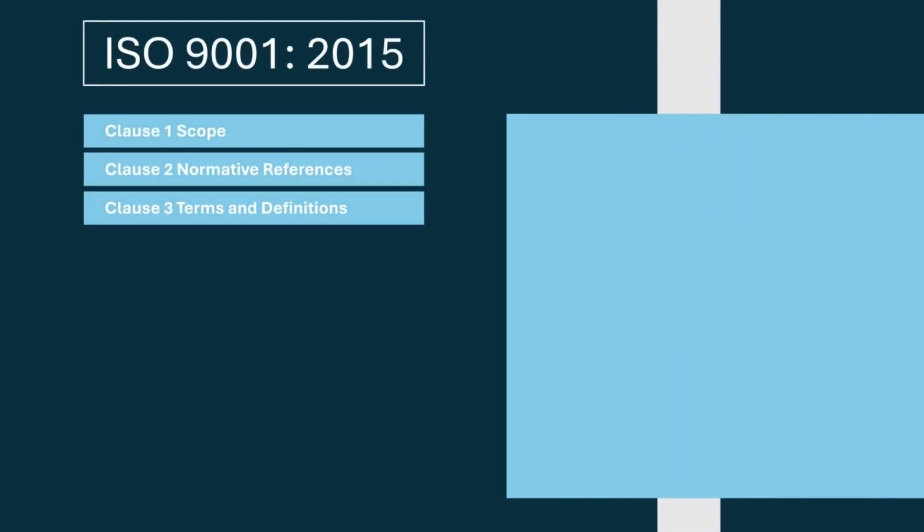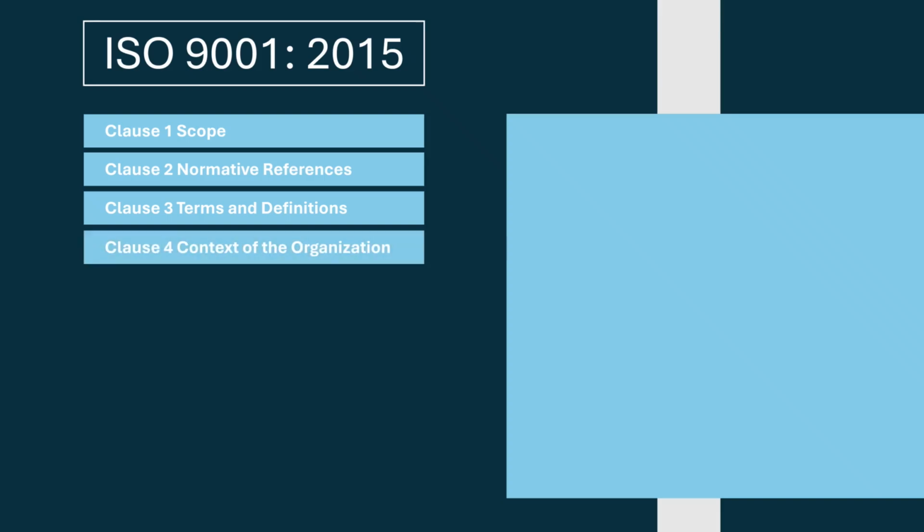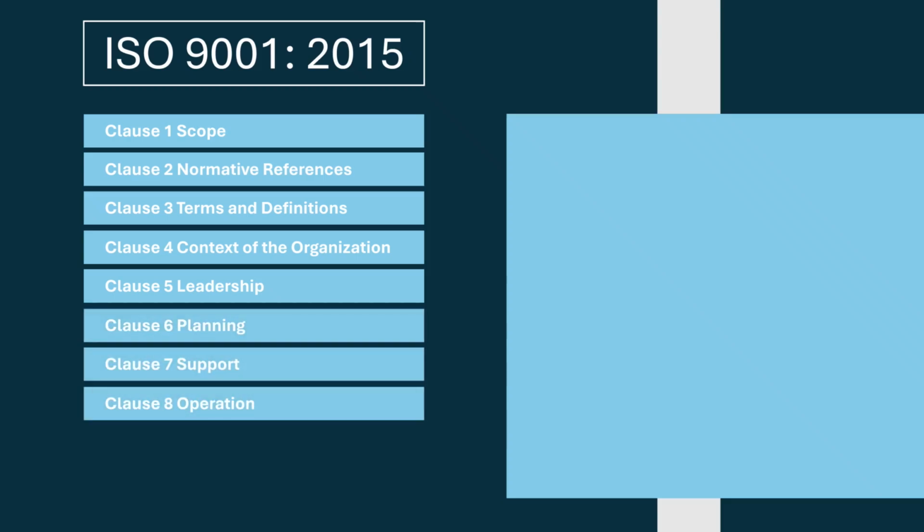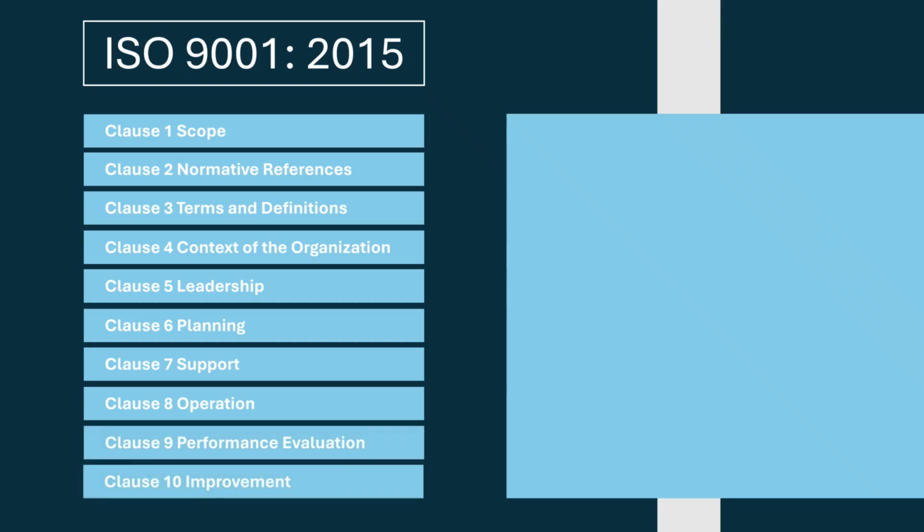The structure of the ISO 9001 standard begins with a description of the scope, the normative references, and a list of terms and definitions used throughout the document in the first 3 clauses. It then includes 7 main clauses, each covering a key aspect of the quality management system. These 7 main clauses are: context of the organization, Clause 4, leadership, Clause 5, planning, Clause 6, support, Clause 7, operation, Clause 8, performance evaluation, Clause 9, and improvement, Clause 10.